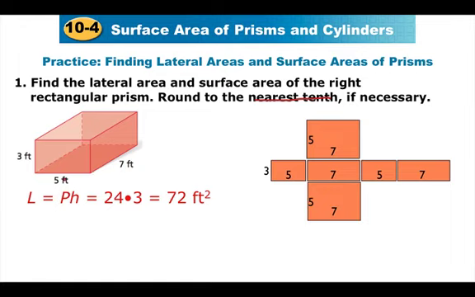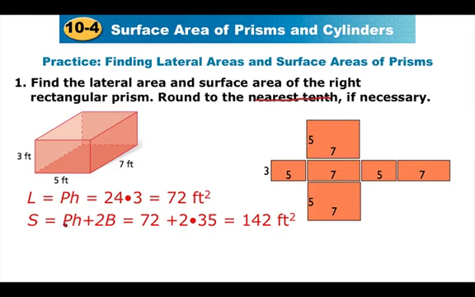going around here, the base, times the height. The perimeter is 24, and the height is 3. It gives me 72 square feet. And then I need to compute the area of the bases, which is one base, and then multiply times 2, and that's going to give me my S, or surface area. That's what you see here.